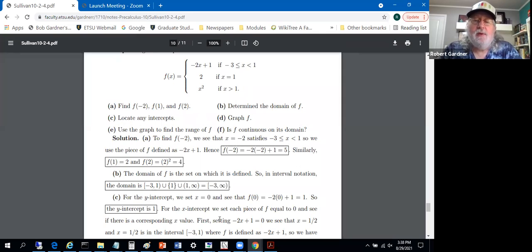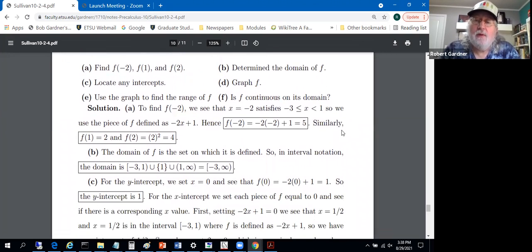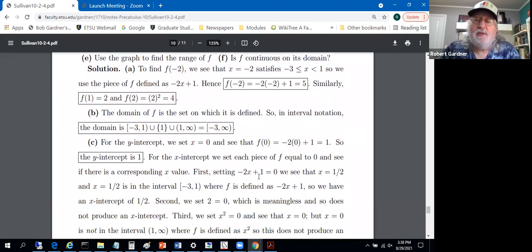So for x-intercepts, we'll set y equal to 0, but which piece are you going to use? We have to check each of them. We'll check each piece of the function, set that piece equal to 0, and solve for x, and see if that's a point on the graph. First, take the piece -2x plus 1. Notice this is only good for x between -3 and 1. But let's take that piece, set it equal to 0. Solve for x, you get x equals 1/2.